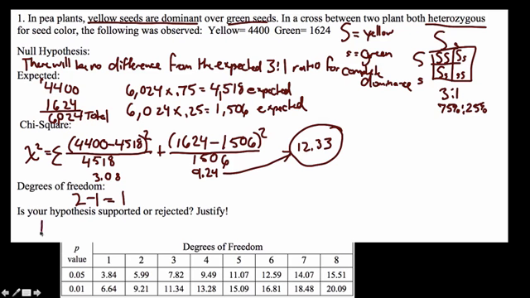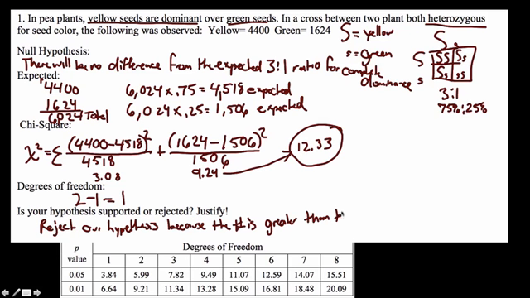So we're going to say we reject our hypothesis because the number is greater than the critical value. Okay, so that's our critical value right there, and it's greater than that.